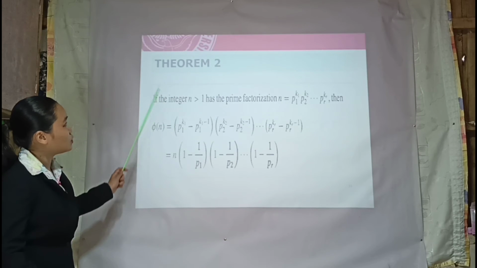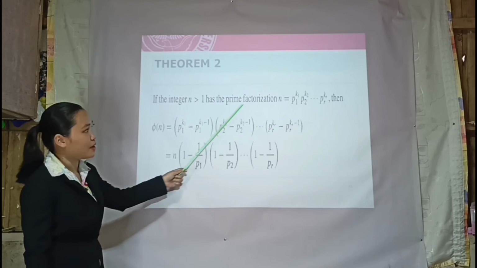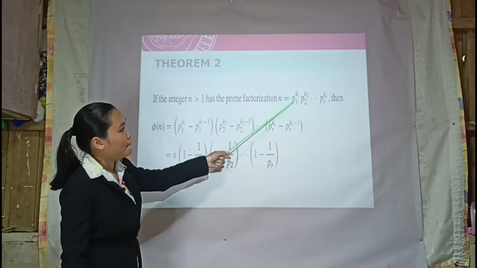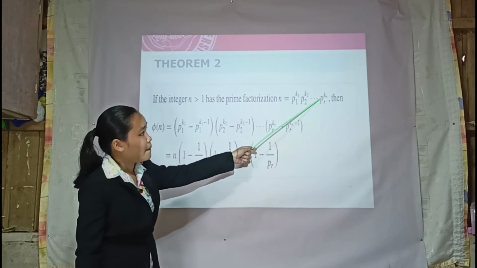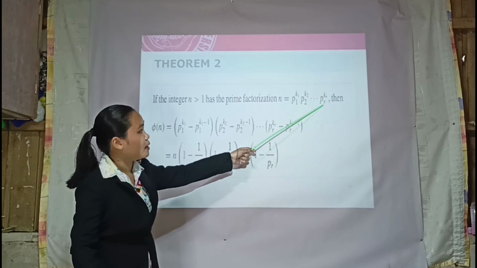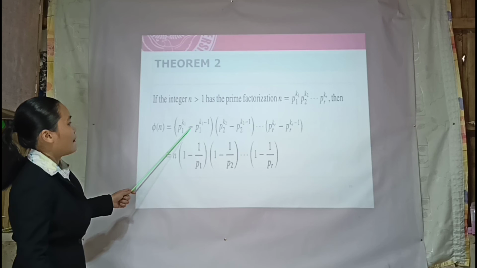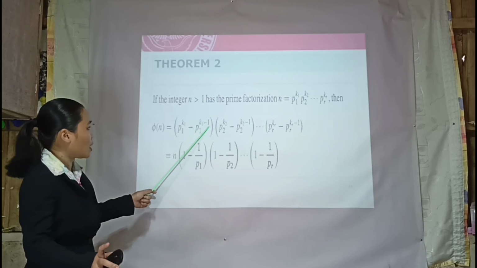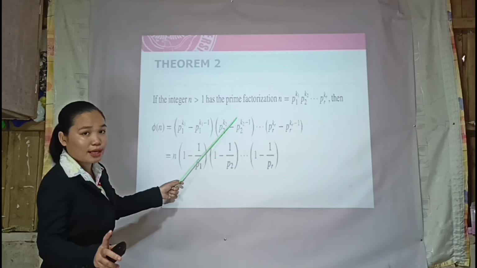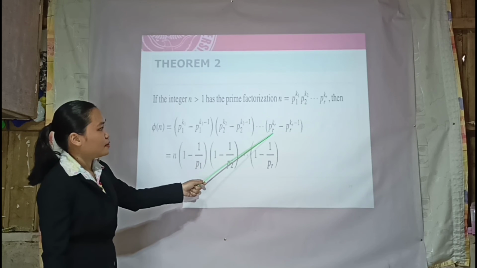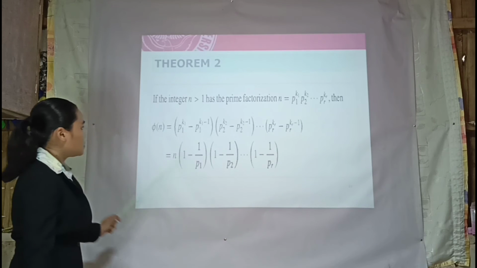Okay, let's proceed to theorem 2. If the integer n is greater than 1 and has the prime factorization n equal to p sub 1 raised to k sub 1 times p sub 2 raised to k sub 2 until p sub r raised to k sub r, then phi of n is equal to p sub 1 raised to k sub 1 minus p sub 1 raised to k sub 1 minus 1, times p sub 2 raised to k sub 2 minus p sub 2 raised to k sub 2 minus 1, until p sub r raised to k sub r minus p sub r raised to k sub r minus 1. So, this is our formula.